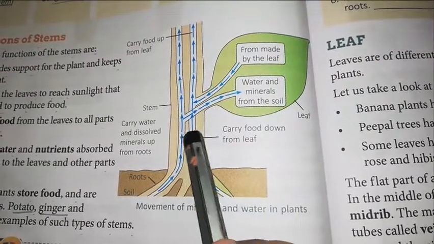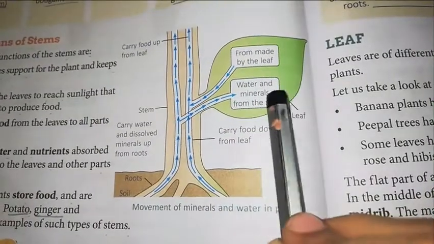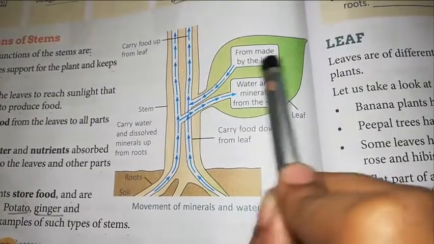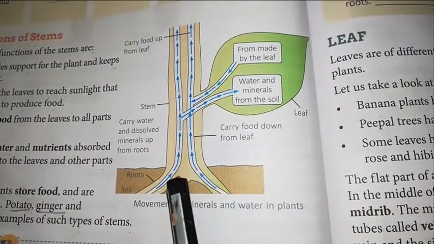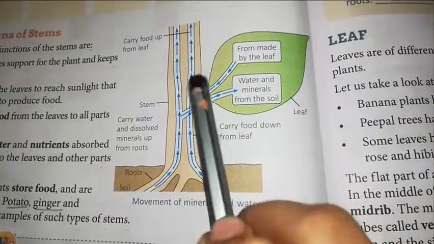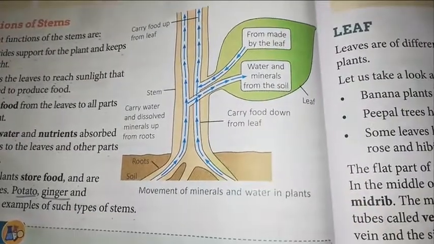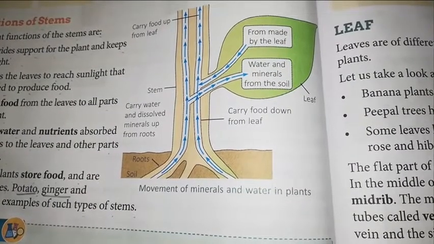The stem then transfers these water and minerals to the leaves. The leaves prepare food for the plant. Then the stem carries this prepared food up and down. So this is the movement of water and minerals in plants.